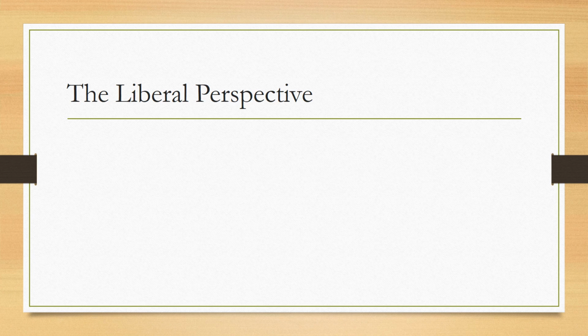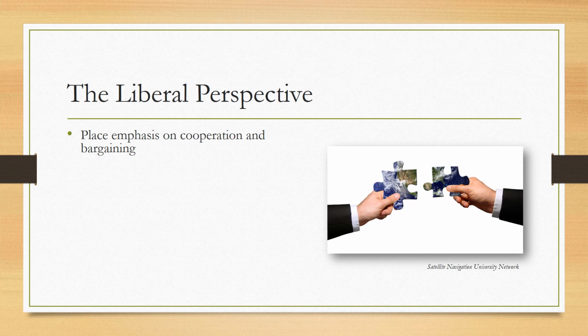Part 2. The liberal perspective. The liberal perspective places a heavy emphasis on cooperation and bargaining. They believe that diplomacy and negotiations, not war, are the best means of solving most problems. For liberals, war is always the most costly option, so countries will always look for lower-cost conflict resolutions.